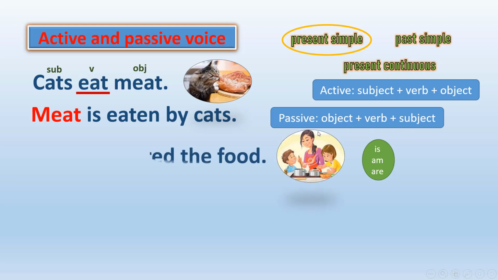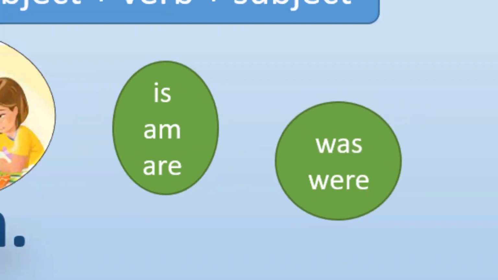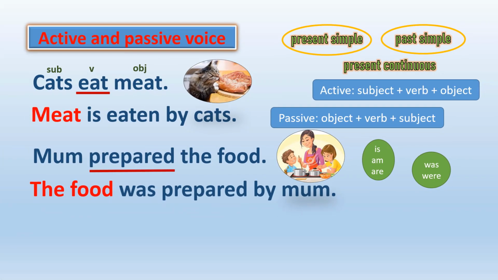Now let's have another example. Mom prepared the food. Mom here is the subject, prepared is the verb, and the food is the object. Now we change into passive. The food was prepared by mom. We begin here with the object and then look at the verb. It's past simple, so we use was or were. Here the food is singular, so we use was. Then we use the past participle, التصريف الثالث للفعل.